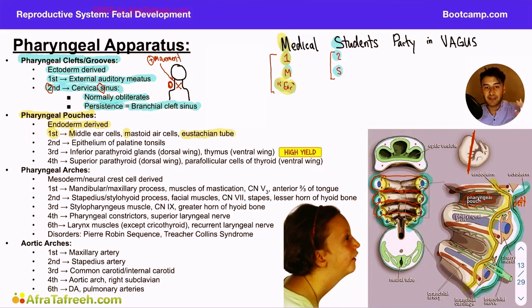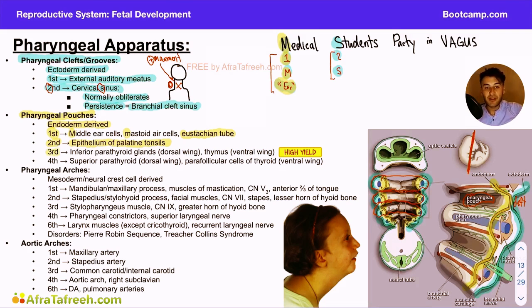So you'll see that this first pouch is heavy in the M's and also in the ears. Our second pouch is going to create the epithelium of our palatine tonsils. This is a little bit lower yield, but it's still something that you should memorize, but the real heavy hitting points are going to come in our next two pouches, which are going to be the third and the fourth.